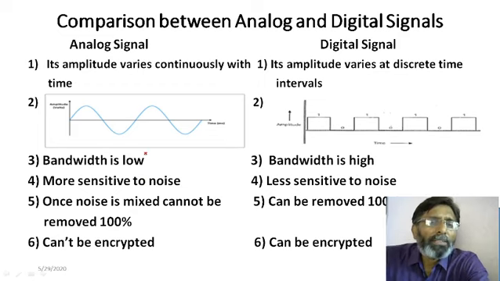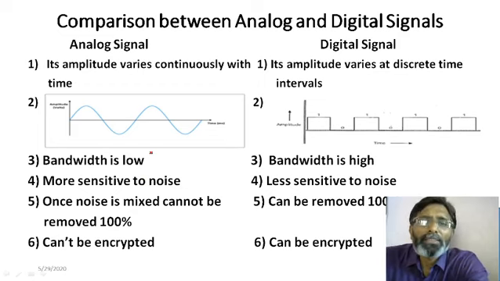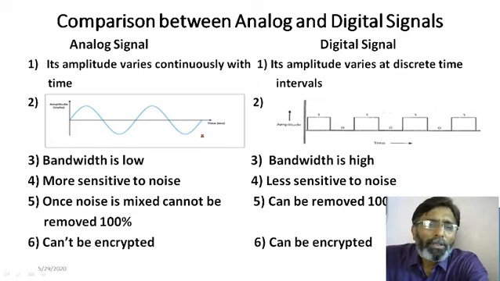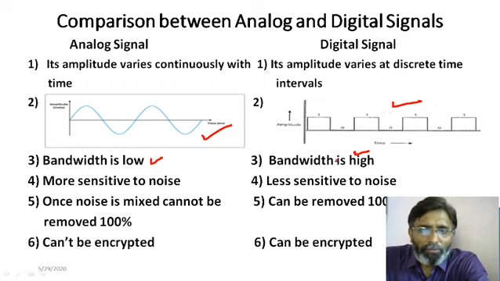First, if you compare these two, in an analog signal the amplitude varies continuously with respect to time, as we saw in the definition, whereas in a digital signal the amplitude varies at discrete intervals of time. We have shown the two waveforms, this is the analog signal and this is the digital signal. The next important point is that the bandwidth of the analog signal is low and the bandwidth of the digital signal is high. So, this is the advantage of the analog signal and the drawback of the digital signal, but at the cost of bandwidth we get many advantages.